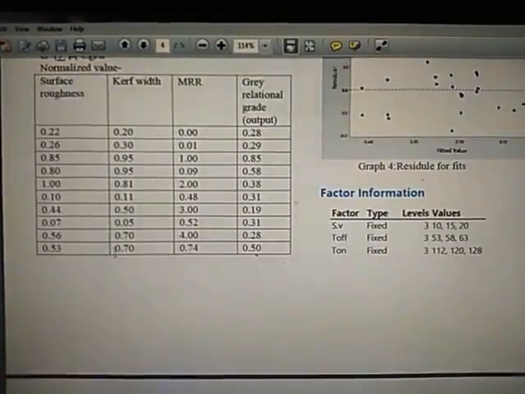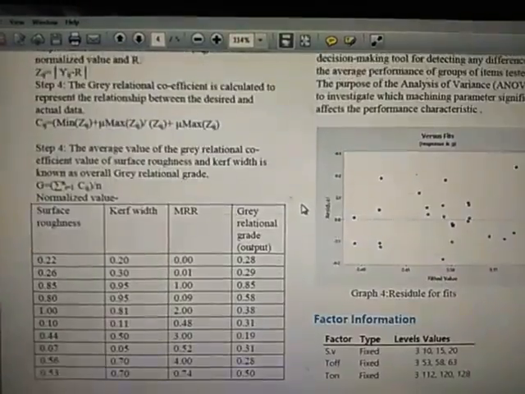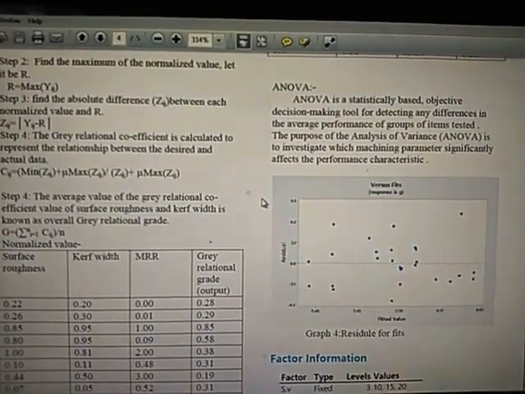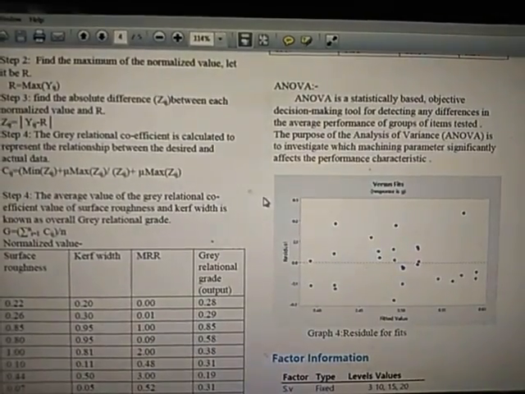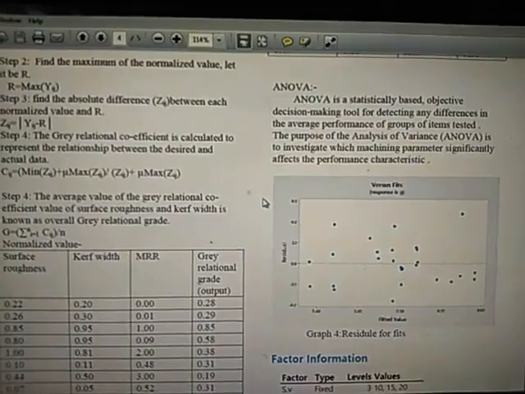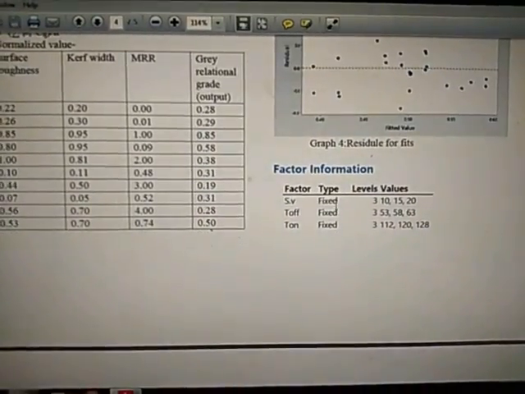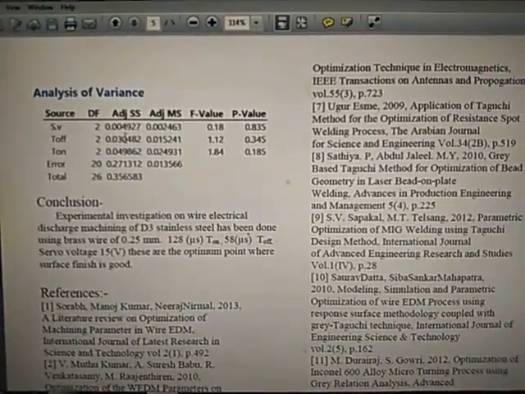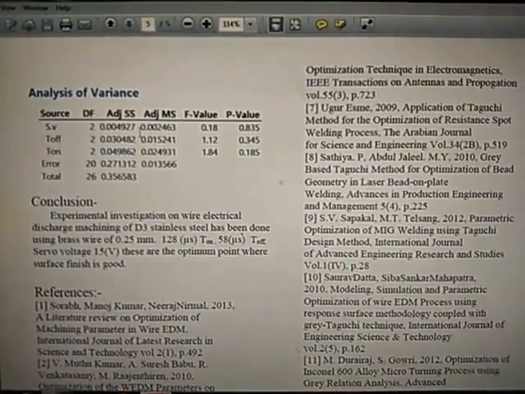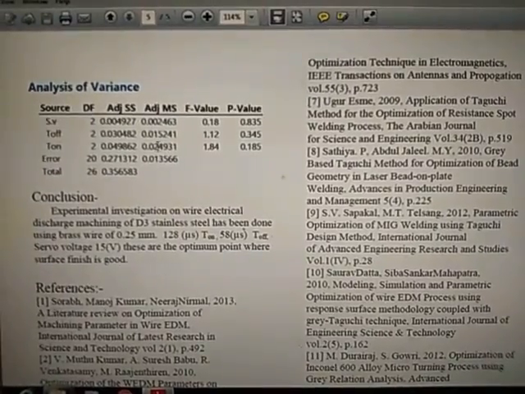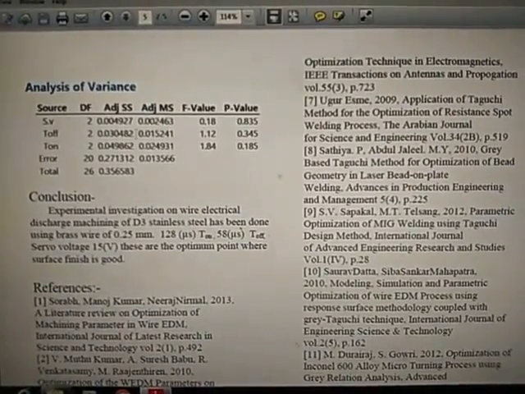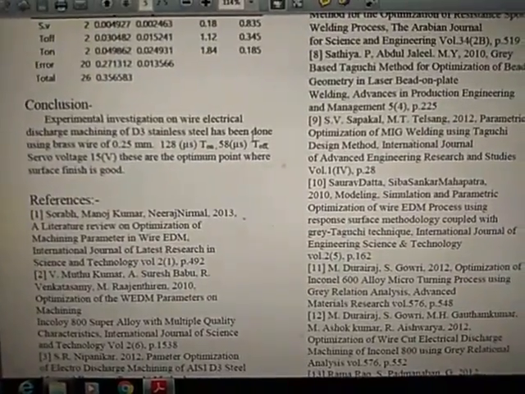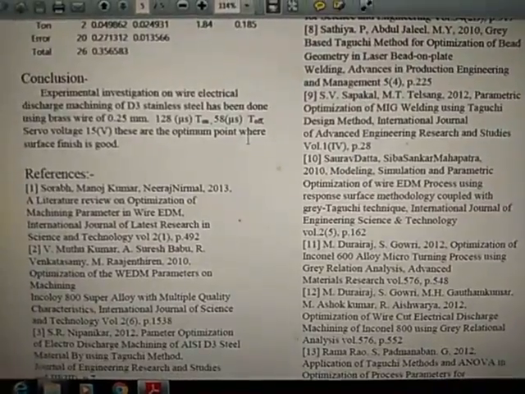ANOVA, analysis of variance, is a statistically based objective decision-making tool for detecting any difference in the average performance. Analysis is factor. This is levels. DF means degree of freedom, SS means sum of squares, MS means mean square, F value means ratio of these, P value means at least one pair of means.